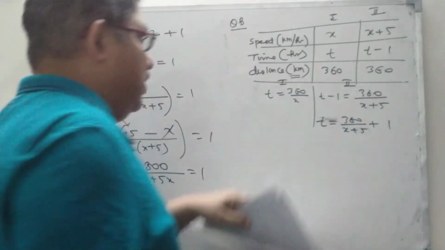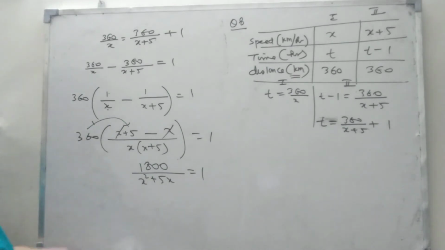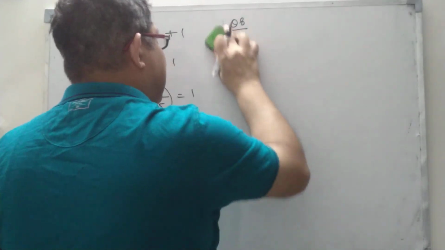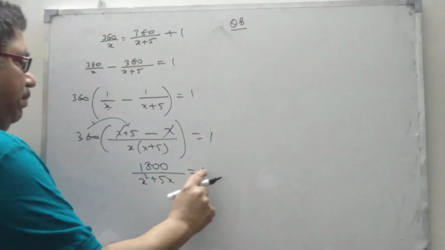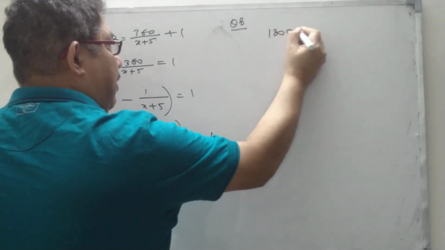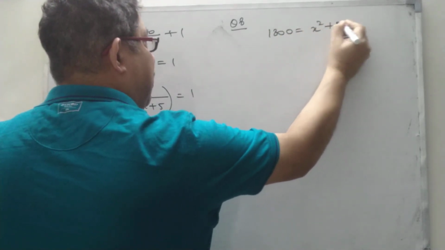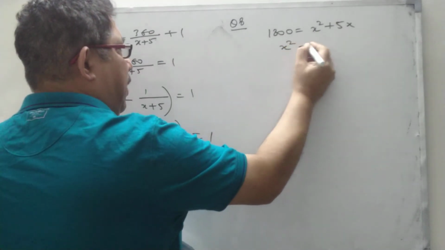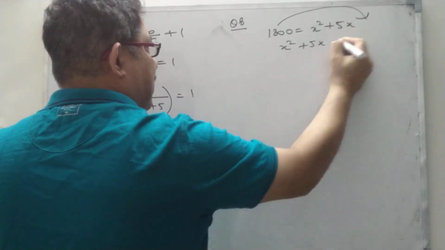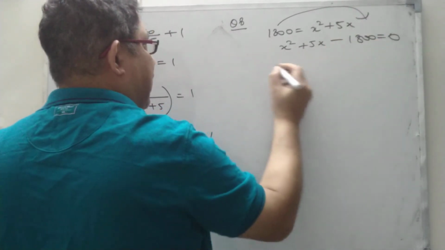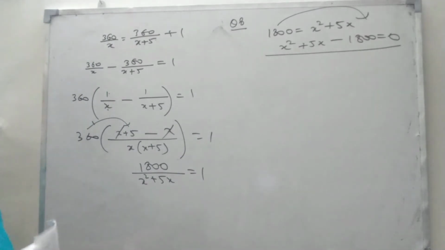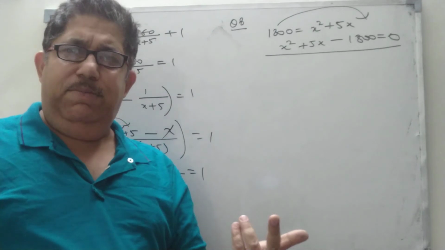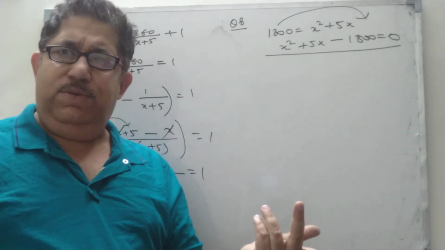Now since I need this space, I will rub this part off. Right. So let me cross multiply. 1800 is equal to x square plus 5x. Or let me put it properly and take this on the other side. Here is the equation. Our job is to solve this equation. We will get two values. Obviously, one will be positive, one will be negative. Speed can't be negative, so that's the answer.